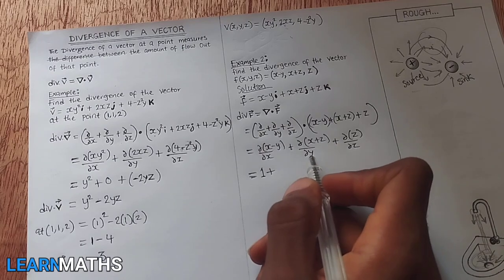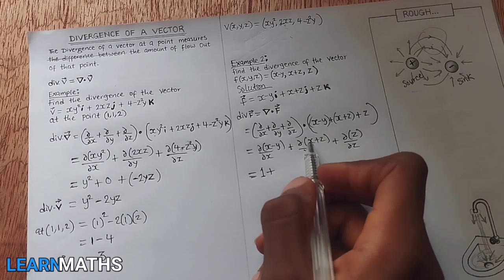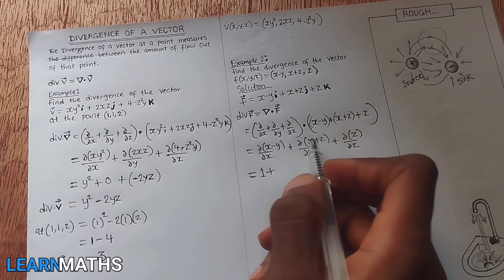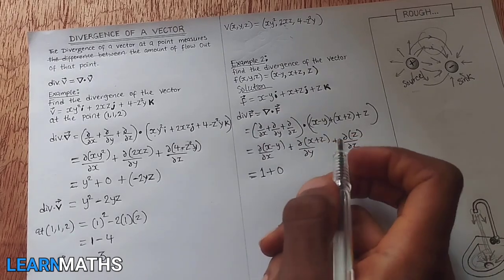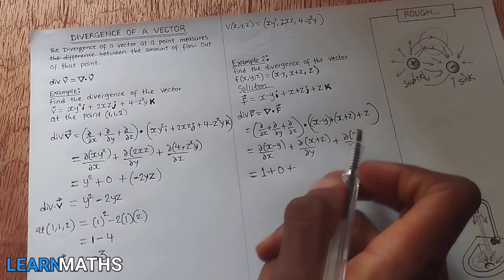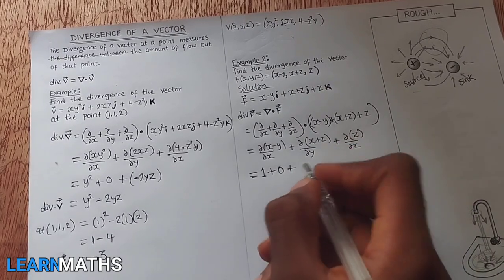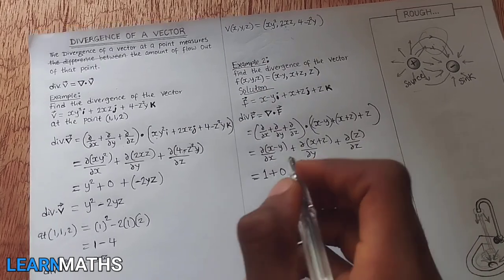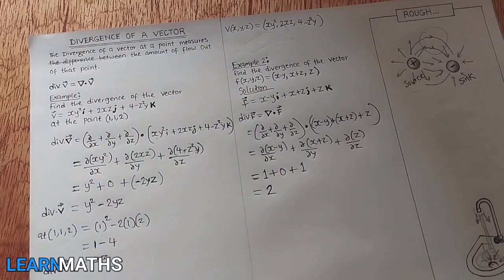Differentiate this with respect to y. This is x, this is z, there is no y. This is going to be 0. Differentiate this with respect to y, you get 0. And finally, we differentiate this with respect to z. The differential of z with respect to z is 1. So we end up having 2. And 2 is a positive number, right?